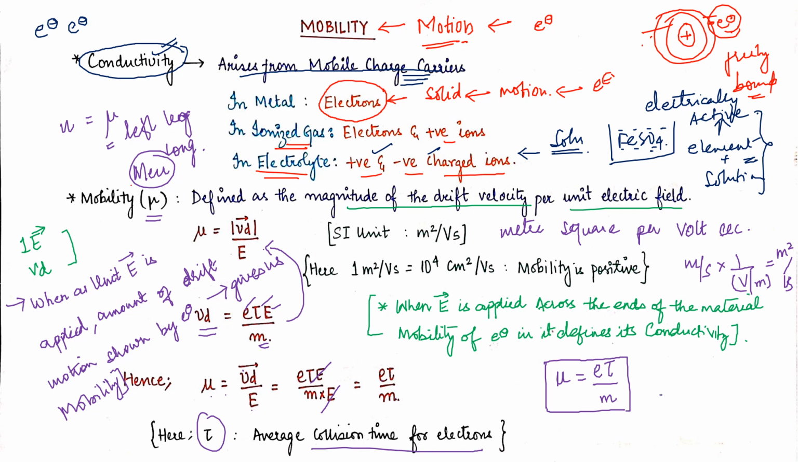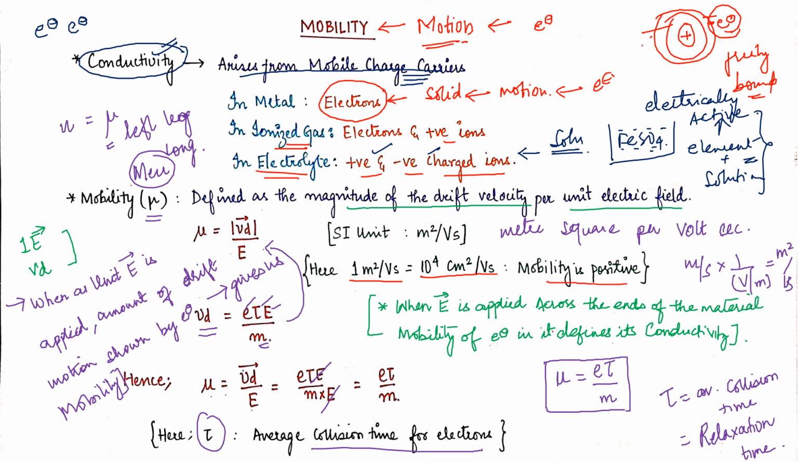We have seen tau is the average collision time. What else can we call tau? It is the relaxation time. So this is our formula for mu. One important thing over here is that 1 meter square per volt second equals 10 to the power 4 centimeter square per volt second.